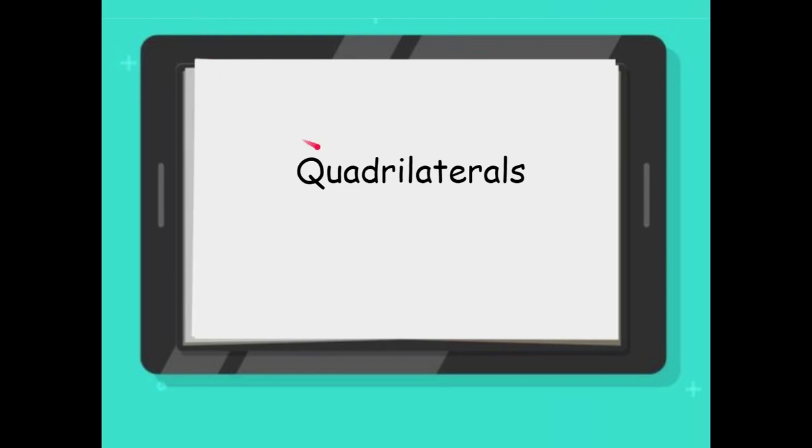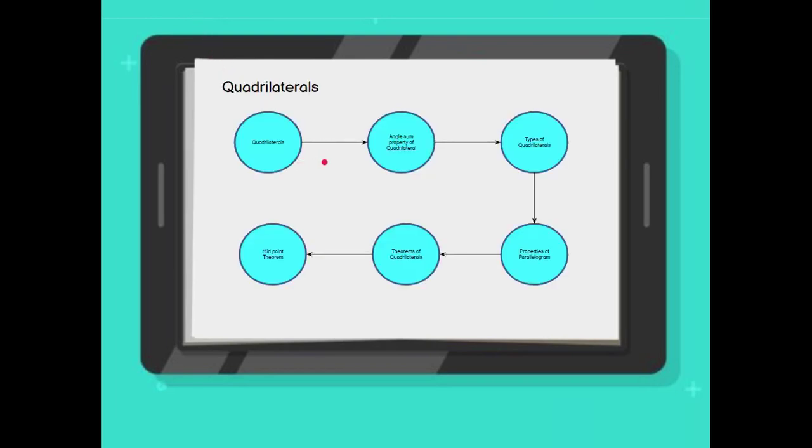Quadrilaterals, class 9. So we'll finish this chapter in 6 parts. First we'll see about quadrilaterals, then the angle sum property of quadrilateral, then types of quadrilaterals, properties of parallelogram, theorems of quadrilaterals, and the midpoint theorem.